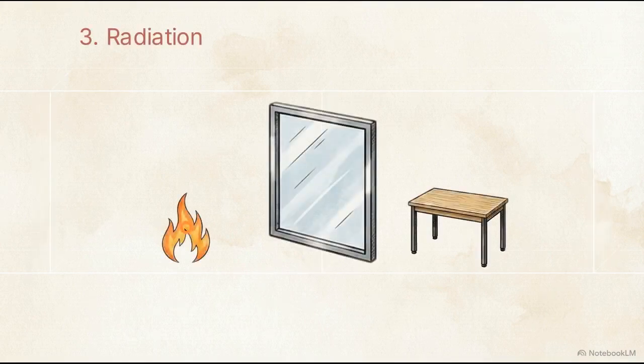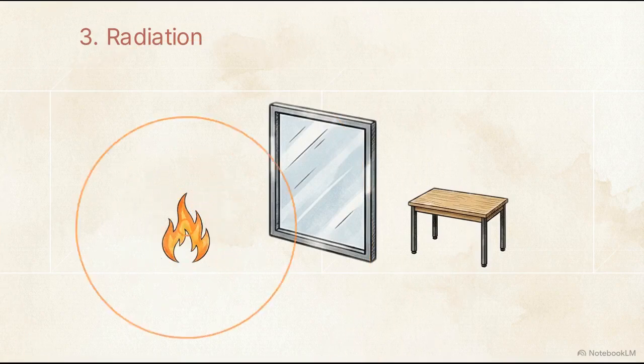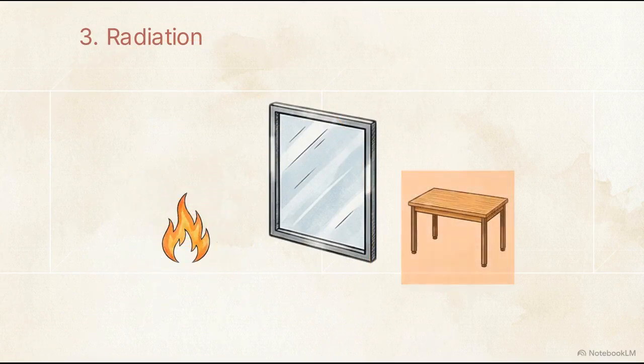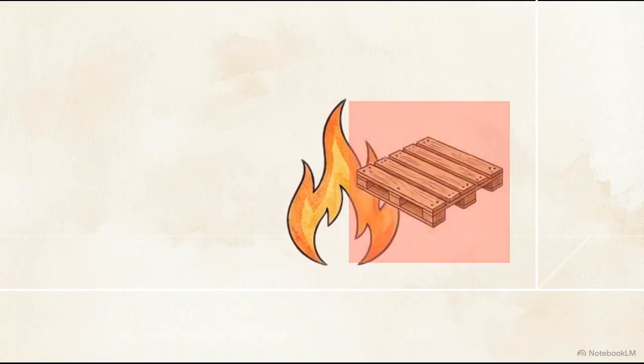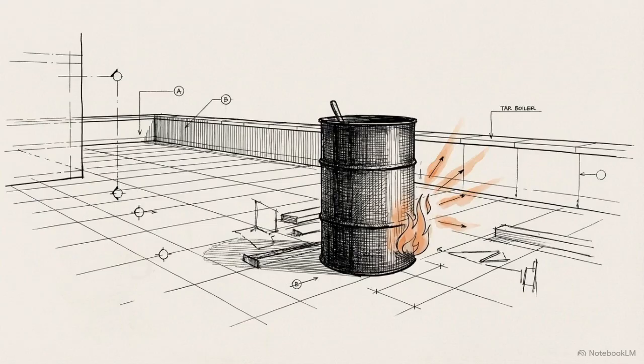The third is radiation. An average room fire dissipates up to 3 megawatts of infrared energy. This radiant heat can easily pass through large glass partition walls, igniting nearby structures without any direct flame contact. Finally, there is direct contact, which is the immediate ignition of combustible materials touching a live flame. Routine site activities directly initiate these vectors.